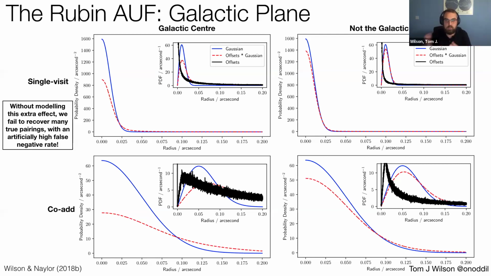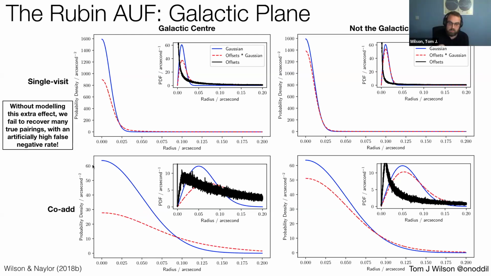which then, for Rubin, you get something that looks like this, where my rows are single visit 24th magnitude and coadd 26th magnitude Rubin observations, and then I've got the galactic center on the left and somewhere just outside of the galactic center on the right. And then you can just see that depending on where you want to observe in the sky, this effect is very significant. Obviously, the further you go away from the galactic center, the less crowded you are, and the brighter you are, the less crowded you are.